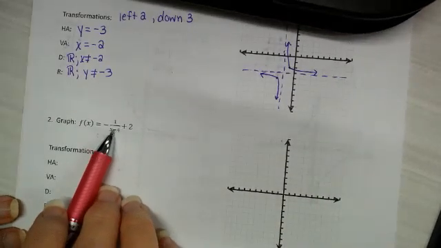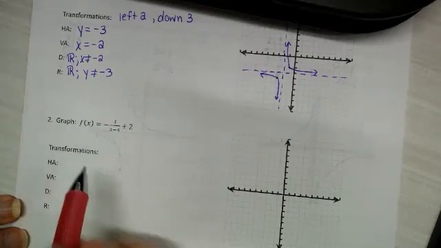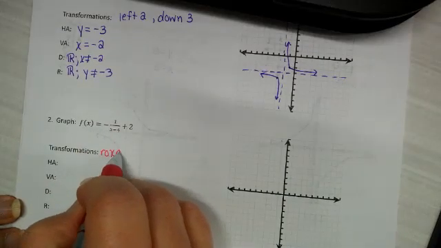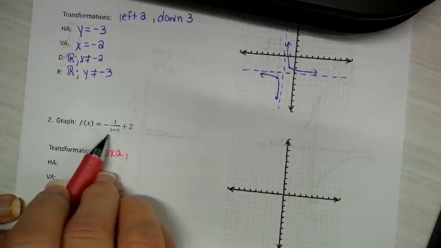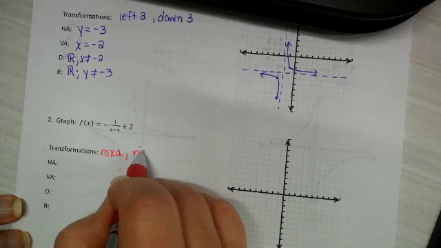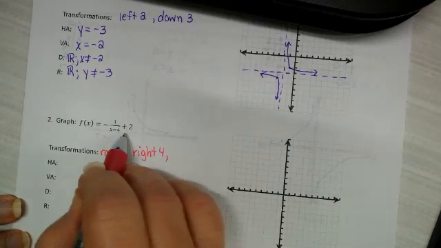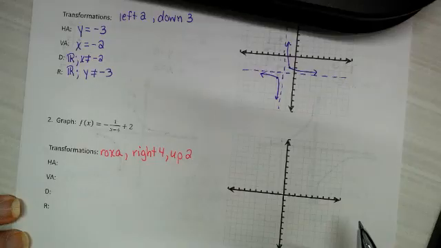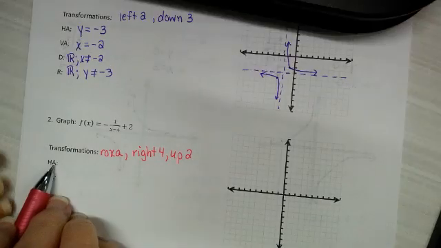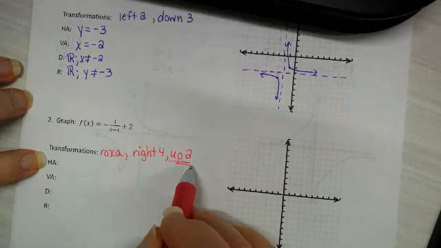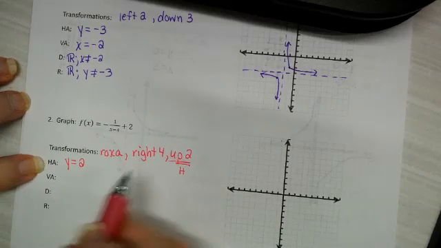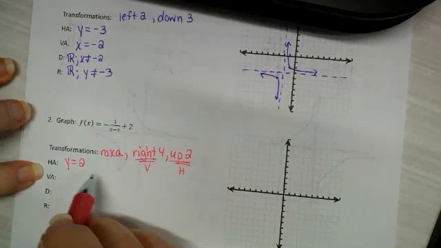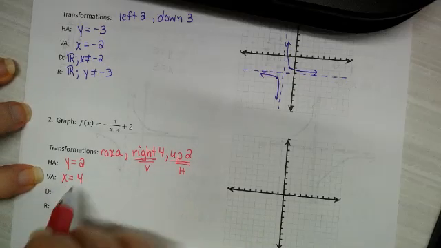All right, next up, let's see how this one works. Negative. Okay, there's a reflection over the x-axis. It's a 1, so it's not a stretch or compression. Nothing happened there. X minus 4 went to the right 4, and plus 2 went up 2. So my horizontal asymptote is y equals 2. It used to be 0. We moved it up 2. Right 4 moved my vertical asymptote to x equals 4.